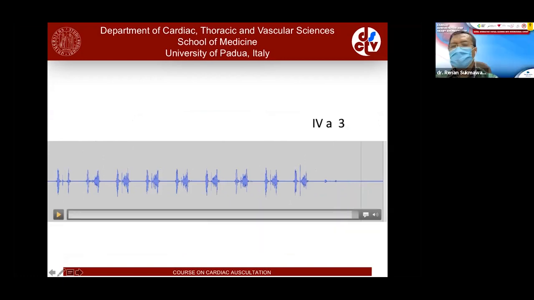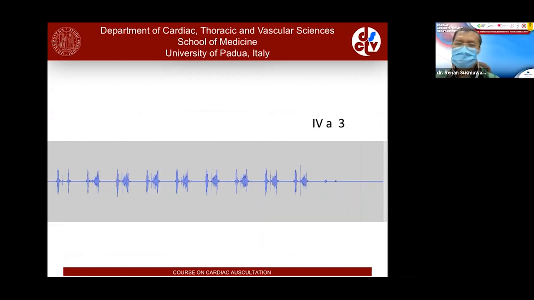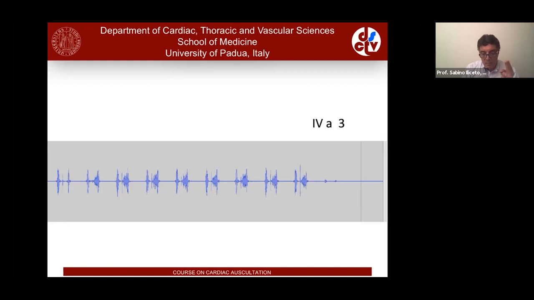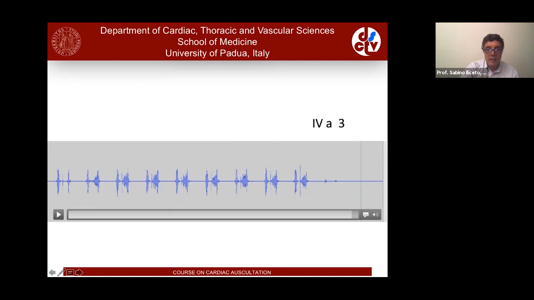Okay. Clear. Now we do this with closed eyes because I want our friends to concentrate on the rhythm, then the presence of the click, and then the complete finding that implies the presence of end-systolic mitral regurgitation. Please close your eyes.